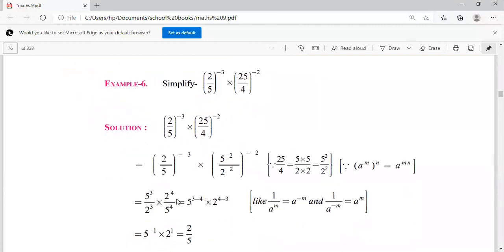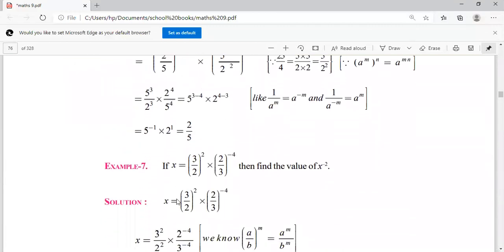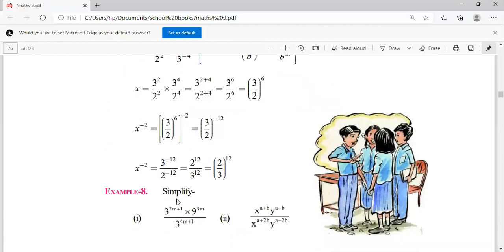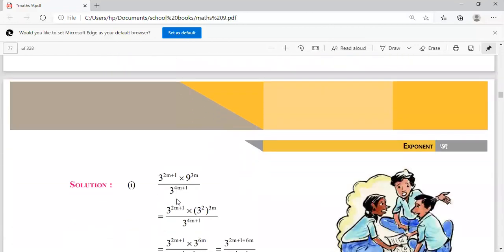In the same way you can solve the other questions also. In the same way you can find the values of x here also. These are the easiest parts. Okay.